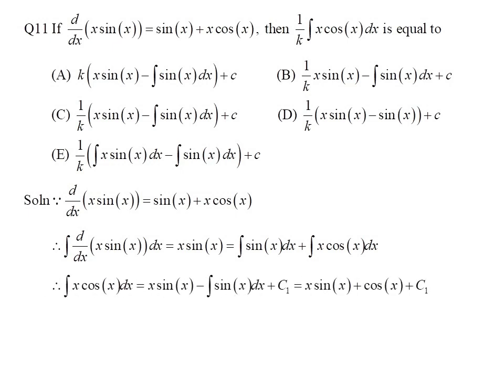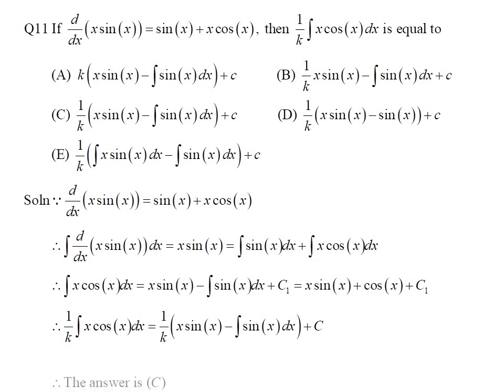Hence, the integral of x cosine x with respect to x equals x sine x minus the integral of sine x with respect to x plus an arbitrary constant c1. Therefore, the integral of x cosine x with respect to x all over k equals x sine x minus the integral of sine x with respect to x all over k plus c. So the answer for question 11 is C.